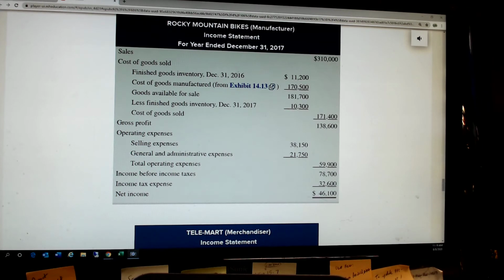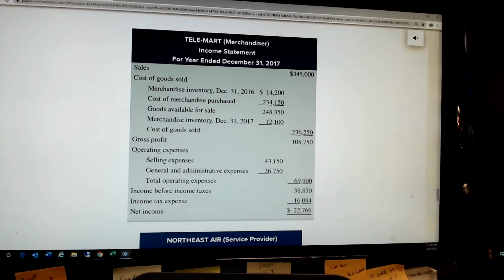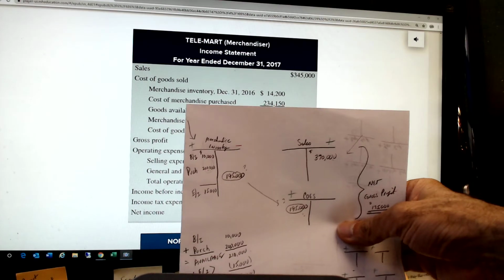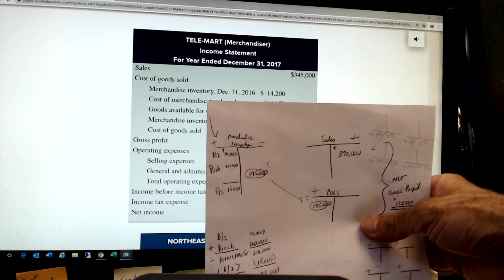So the income statement would look much like this. Sales would be a certain amount, and then I want to match up with that: what did those sales cost me? What was the cost of those sales? Well, I have to figure it out. Sales, and then what was the cost of those sales? Well, what was my merchandise inventory? Remember, that's the only inventory account that I have as a merchandiser.